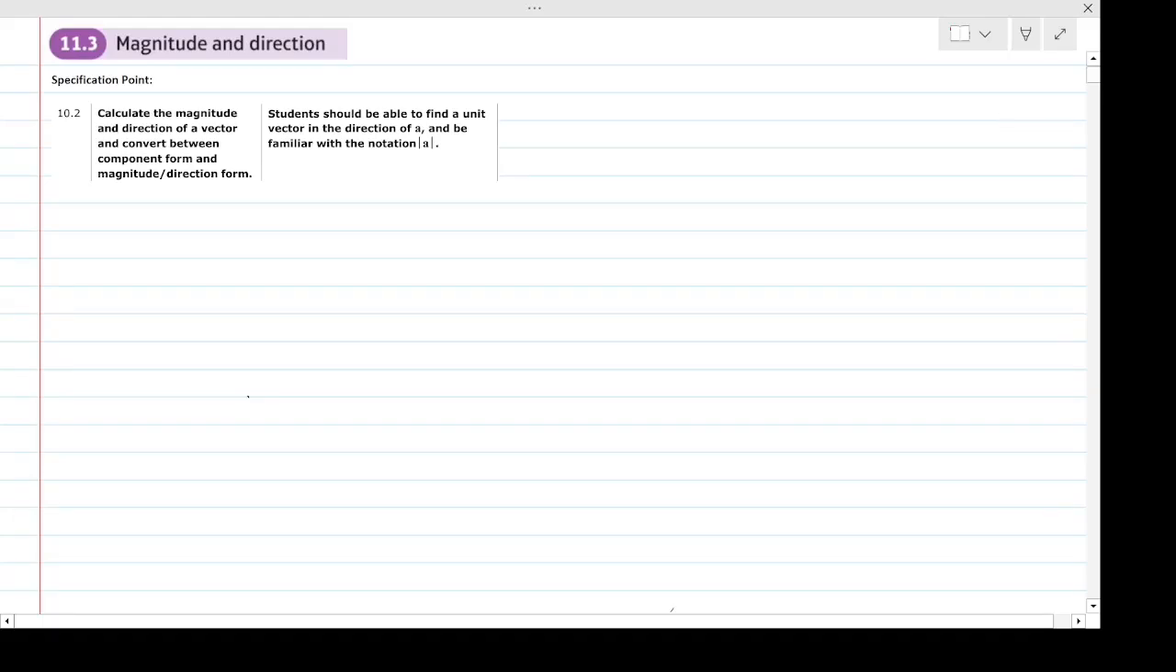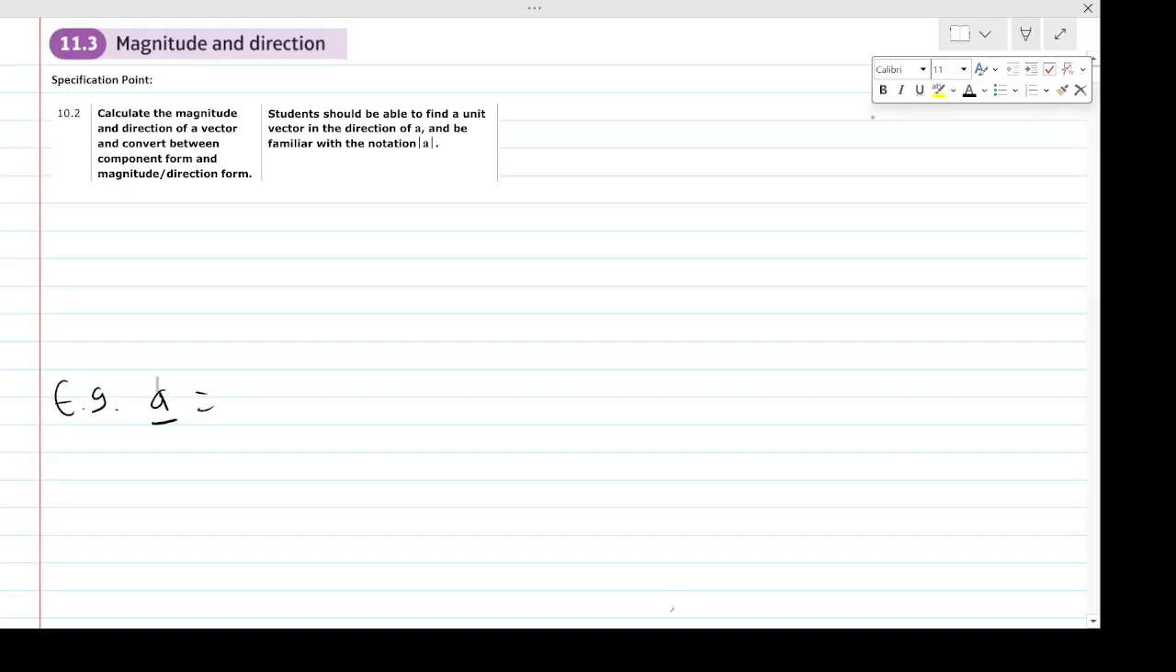Hello. In this video, we're going to be looking at the magnitude and direction of a vector. As a recap, last time we looked at how we can represent vectors. For example, if we had the vector A, which is 3i add 4j, we represented that on a graph.